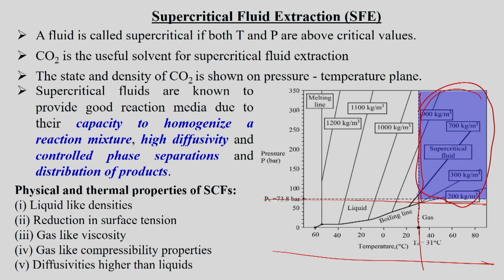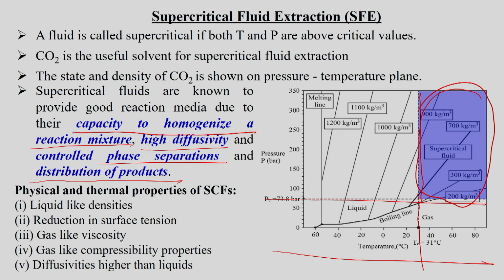Okay. CO2 is a useful solvent for the supercritical fluid extraction process. The state and density of the CO2 is shown on the pressure temperature plane. Then supercritical fluids are known to provide a good reaction medium due to their capacity to homogenize a reaction mixture, high diffusivity, and control of phase separations and distribution of the products. So, that is one of the green extraction processes with high efficiency.